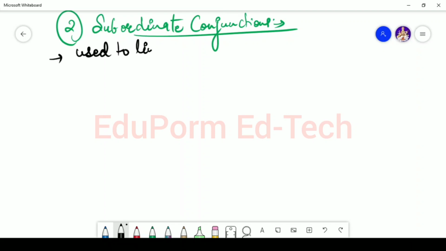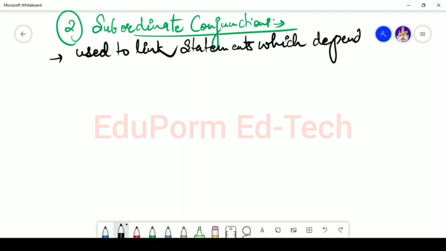Subordinate means being dependable. Here it is basically used to link statements which depend upon other statements.